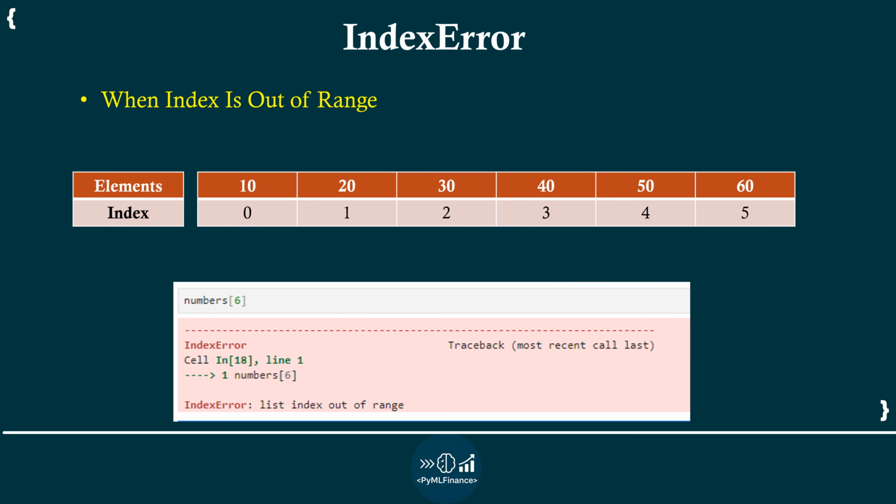Now let's say you try to access some element from the list where that particular index does not exist in the list. For example, you can see here there are items till index position 5, and if you try to fetch the item at index position 6, you get an index error. So when the index is not available, you get an index error, that is, index is out of range in this case.